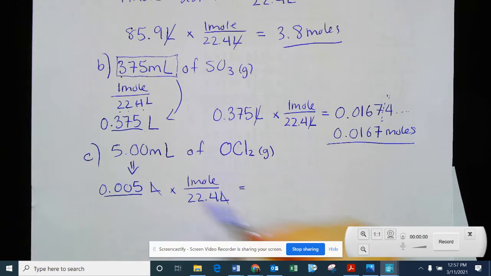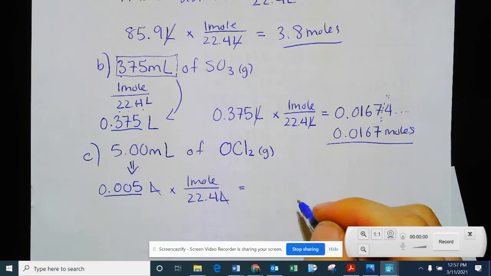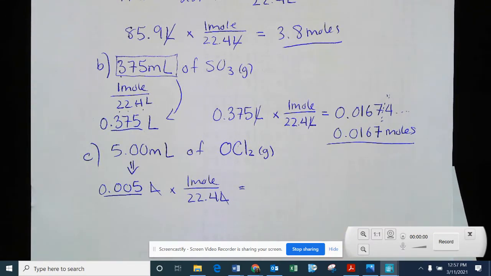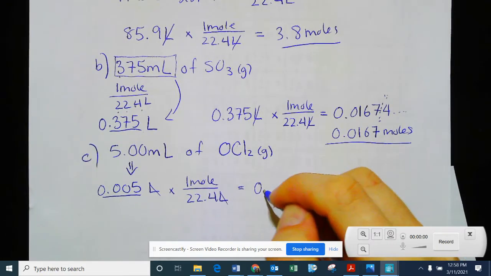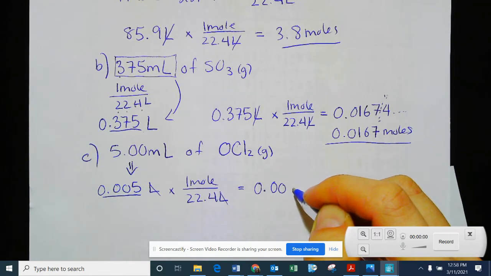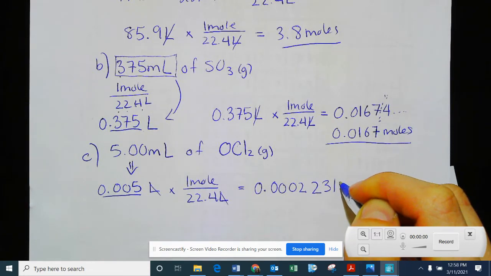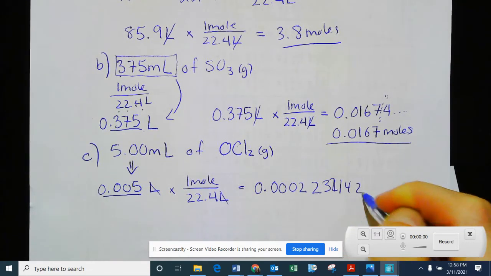That's canceling out my liters and leaving me with the unit of moles. And what did people get for that? 0.0175. Oh, okay. Times 10 to the negative 1. Oh, yep, awesome. Okay, so I'm going to end up getting something that looks like this on my calculator. Whoops, that's a 2.